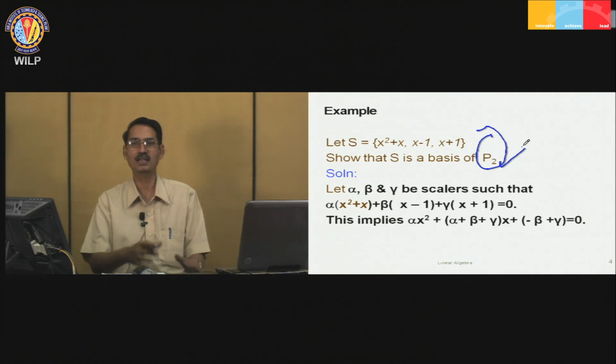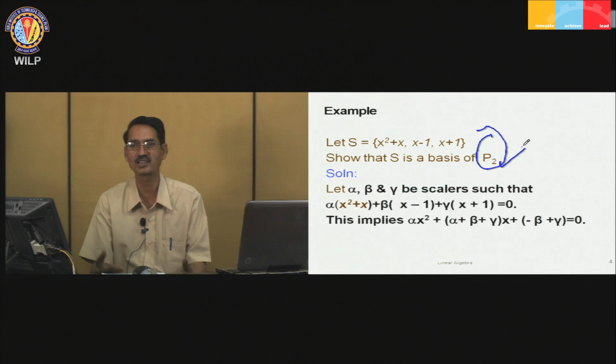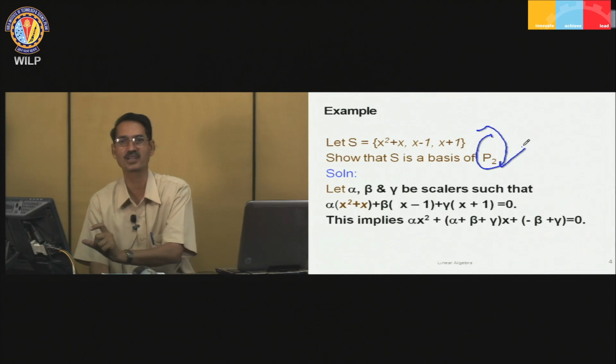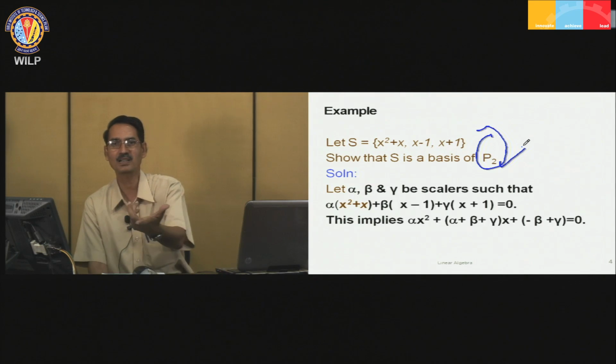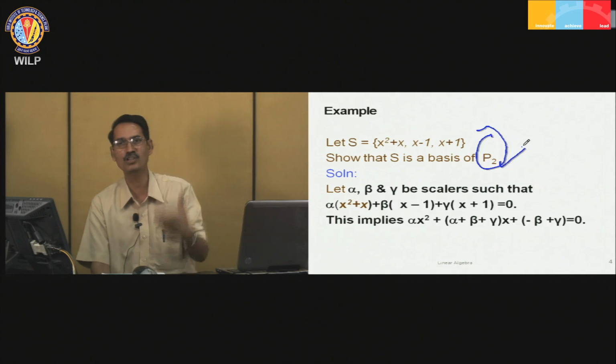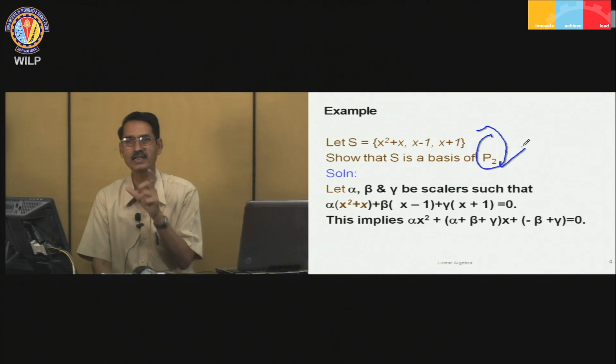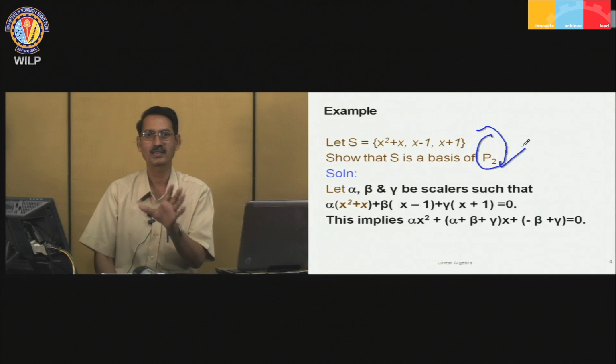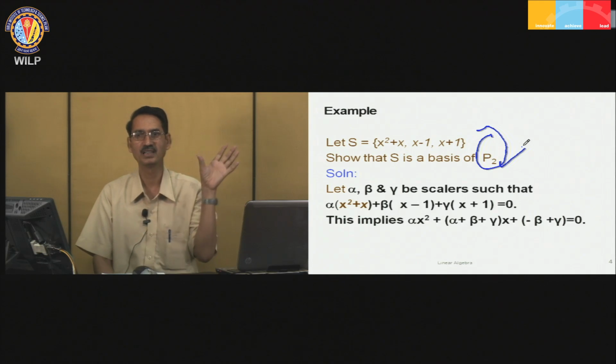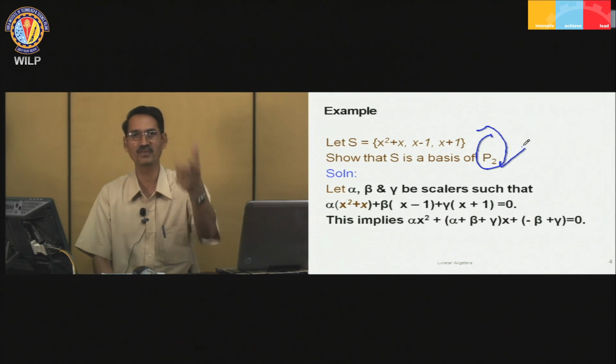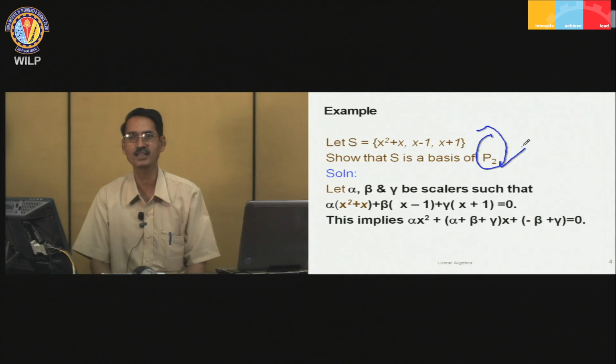Now again recall the last class, how to check whether the given set is linearly independent. Make a linear combination, set it equal to 0, see what the solutions are. If you are getting only the 0 solution, no other solution except the 0 solution, the given set will be linearly independent. If there is any other solution which is different from 0, the given set will be linearly dependent.